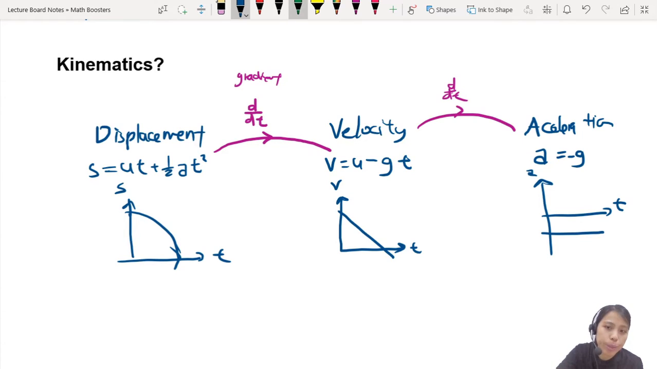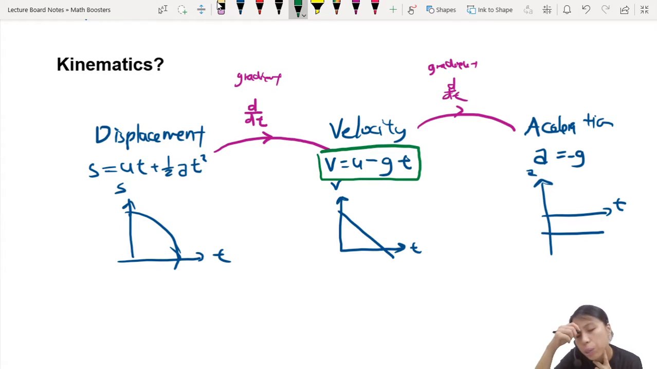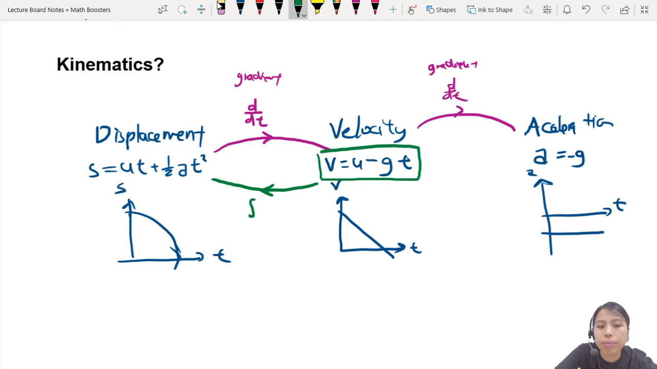Velocity is the gradient of displacement. Acceleration is the gradient of velocity. Gradient. And how we do the gradient is we differentiate. But it just so happens that integration is the reverse of differentiation. Wow, what does that mean? Integration being the reverse of differentiation means if I have a velocity equation and I forgot the displacement equation, how to find it? You can actually integrate. And integrating will undo your differentiation. So you integrate your velocity with respect to time.